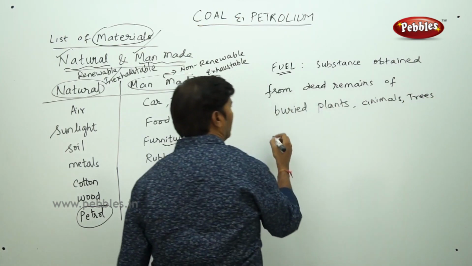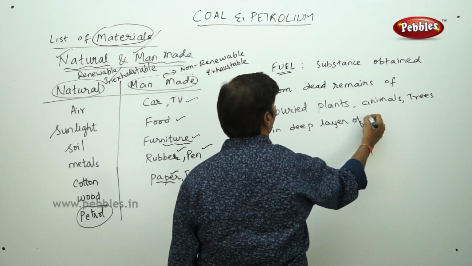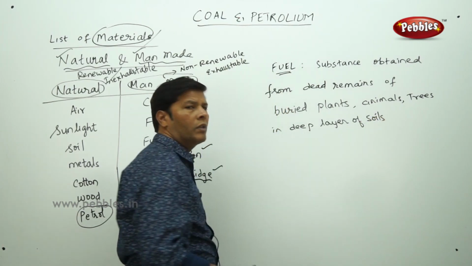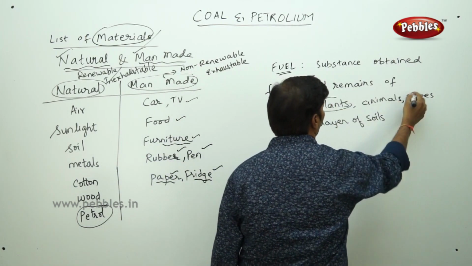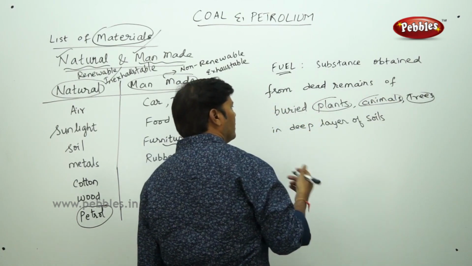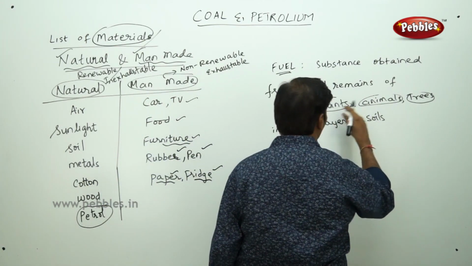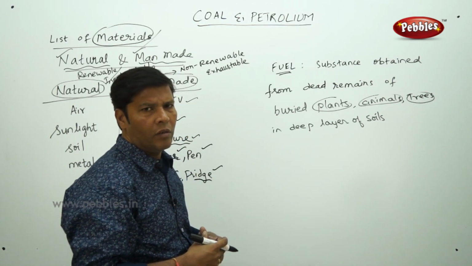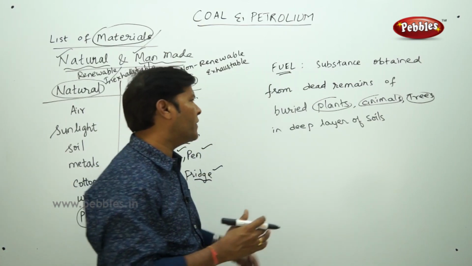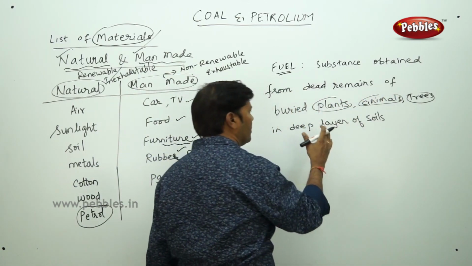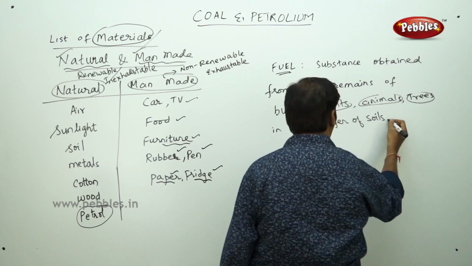Trees in deep layers of soils. Some millions of years ago, you find that there were plenty of plants and trees and animals here. These animals, because of landsliding, or they were available at the wetlands, but because of the adverse calamities of the atmosphere, these plants, animals and trees were just trapped in the deep layers of the soil. In the deep layers of the soil, they were buried millions of years ago.